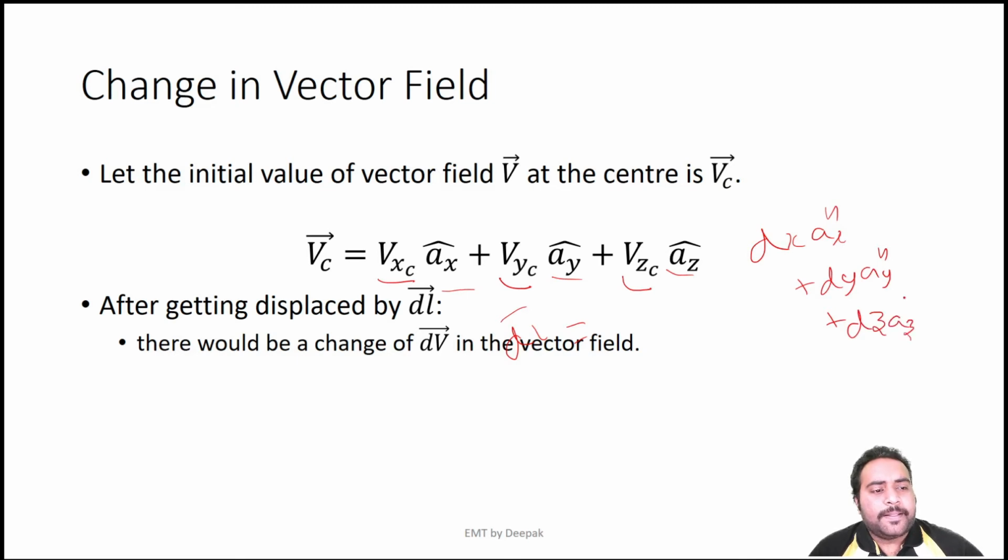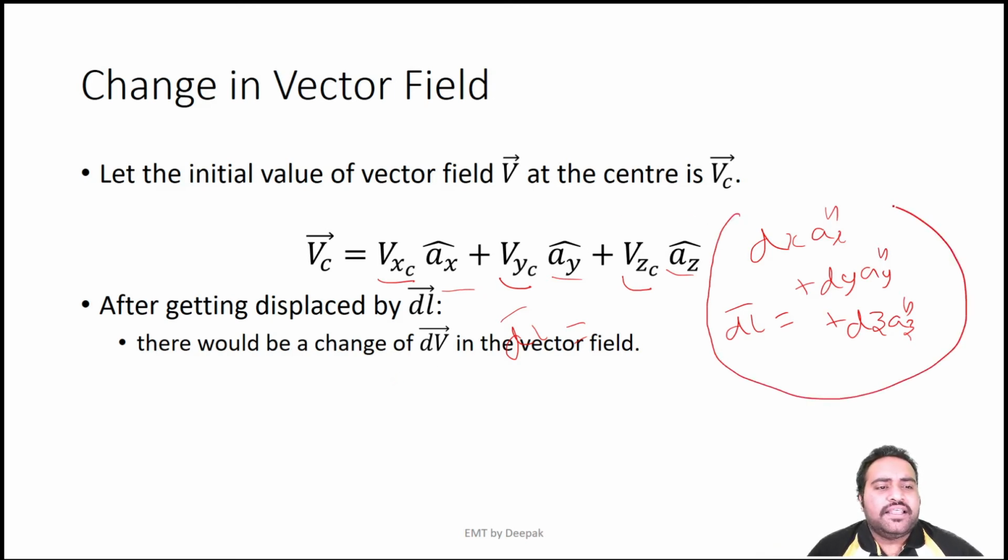This would be the value of dl bar. How did we get there? You look at the differential length element. This is the differential length possible in a Cartesian coordinate system. Right? This is very easy. Now, because of displacement at the position, because it is vector field, there would be change in the vector field. Let the change in vector field be called dv bar.